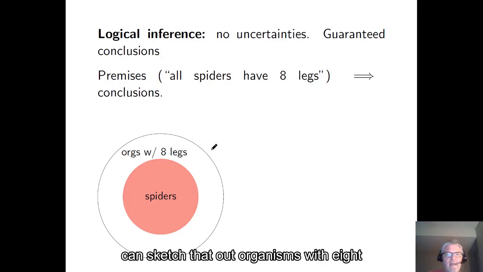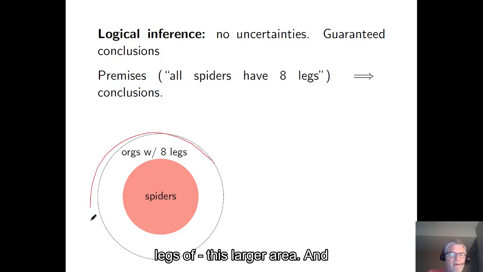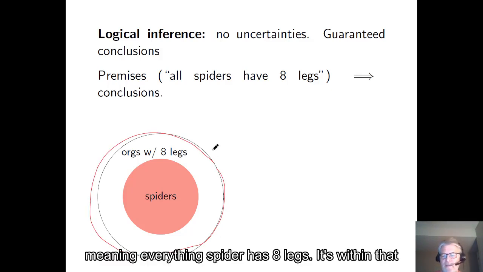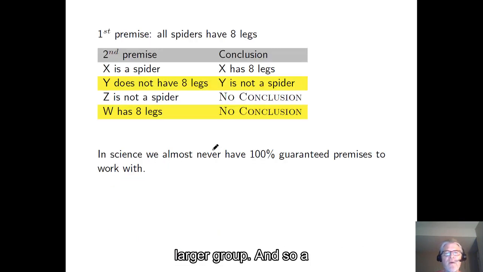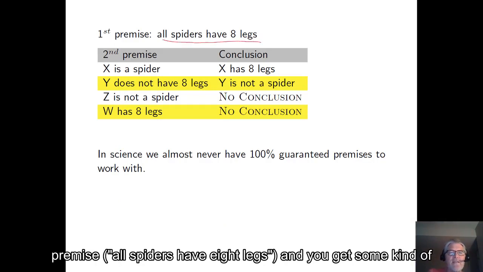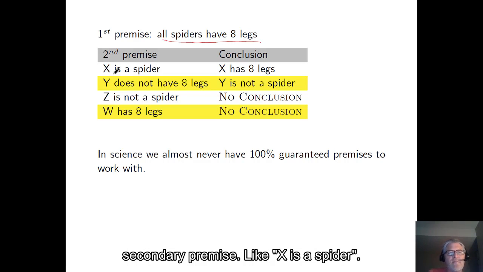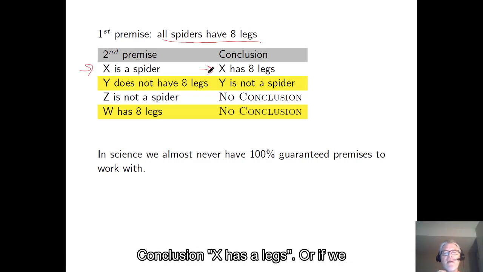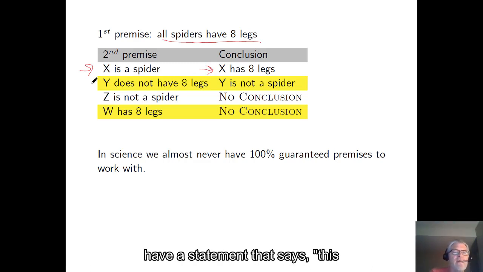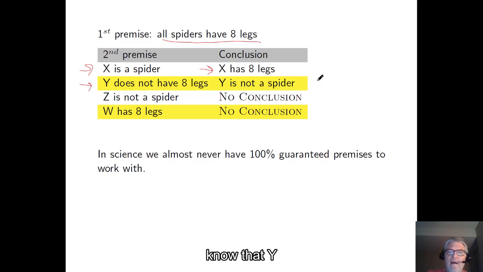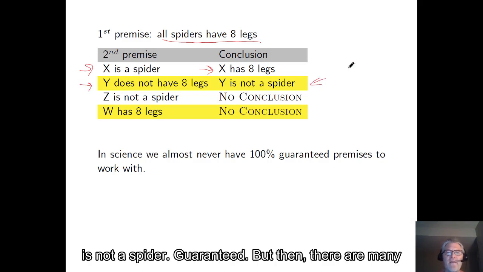If you sketch that out, organisms with 8 legs are this larger area and spiders fall within it, meaning every spider has 8 legs. Logical inference works like this: we have a first premise, all spiders have 8 legs, and a second premise, X is a spider. Well, if that's the case, then we know a new conclusion: X has 8 legs. Or if we have a statement that says this organism Y does not have 8 legs, then we know that it is not a spider, guaranteed.